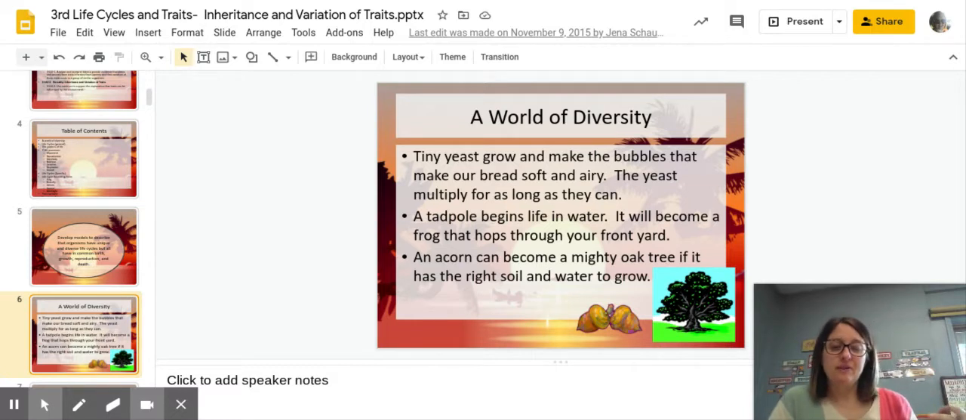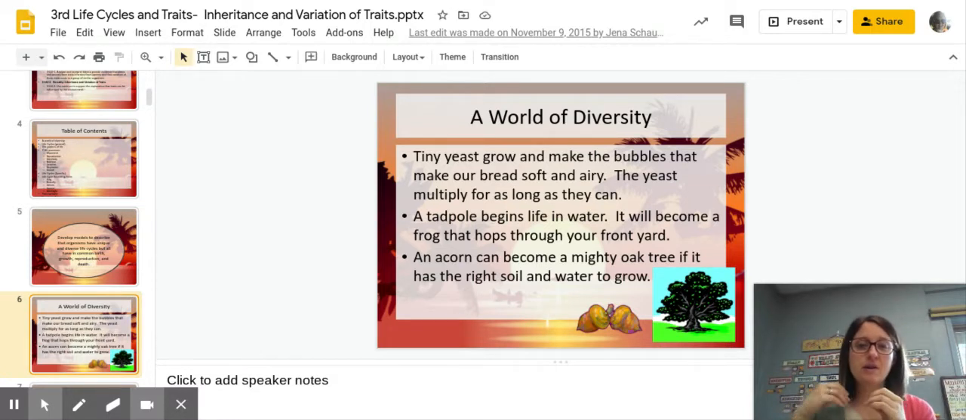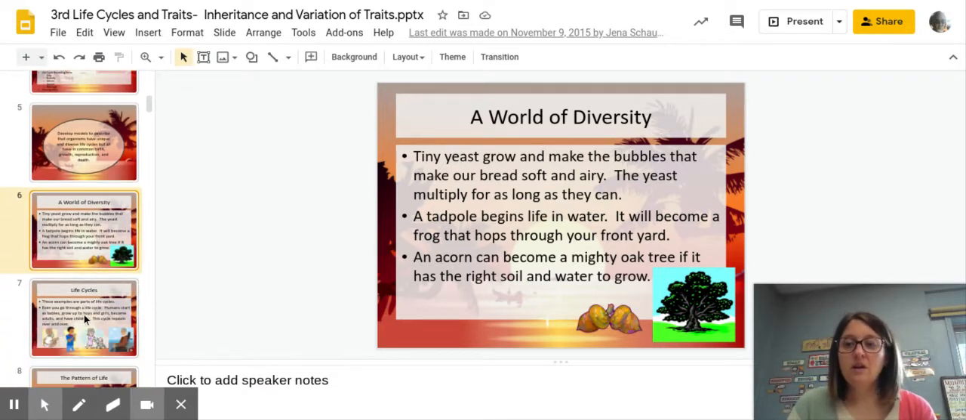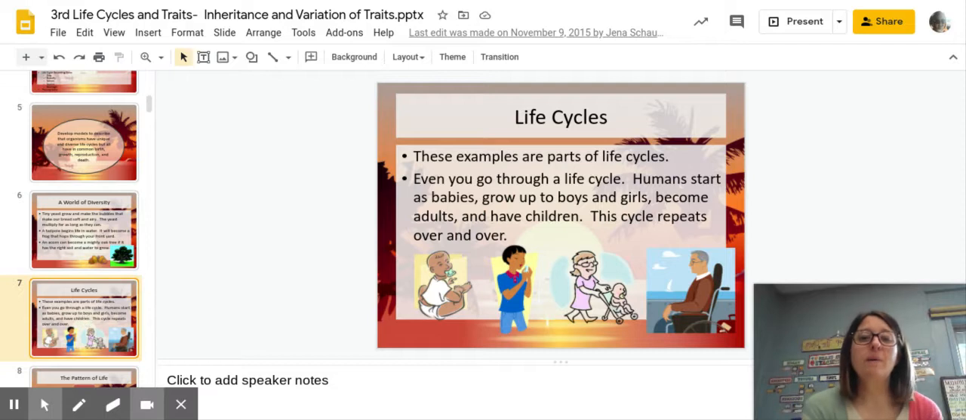So let's think about this. To be alive, you can be a tiny little yeast that makes your bread get big and soft and airy, all the way to a tadpole, to an acorn, to a giant tree, to you and I. Those are all things that are living. So let's take a look at what makes us alive.